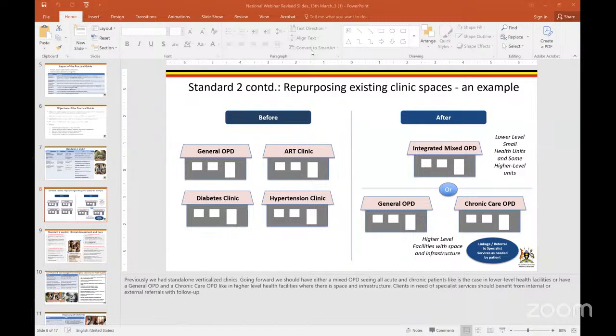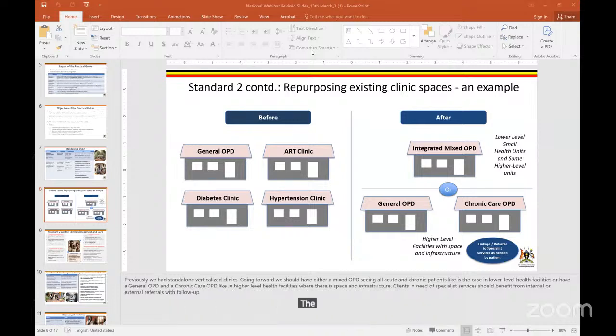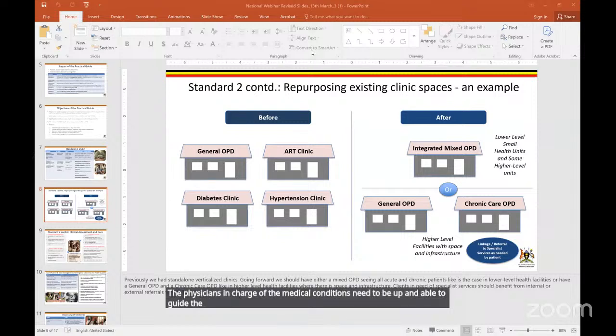And then the buy-in of physicians, Dr. Ronnie, please take note of this as we promote the chronic care clinics. The physicians in charge of the medical conditions need to be up and able to guide the teams on how this integration is going to happen.